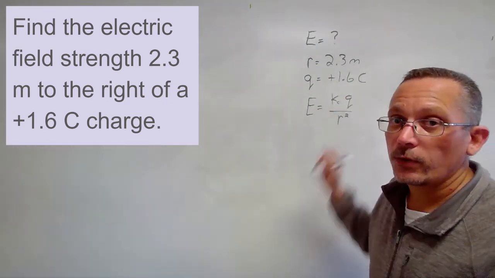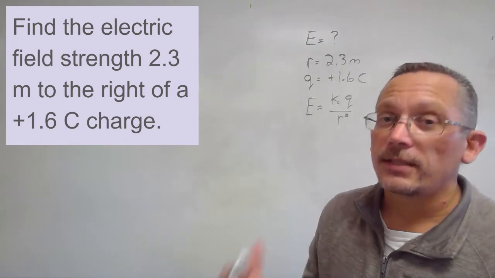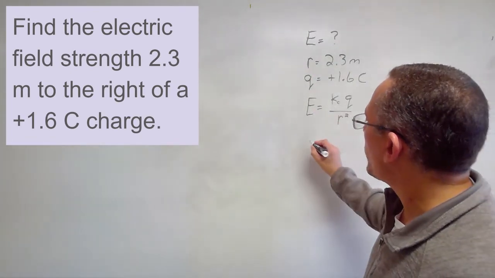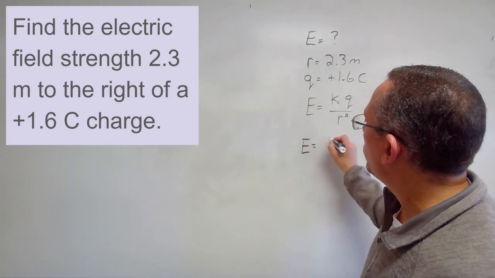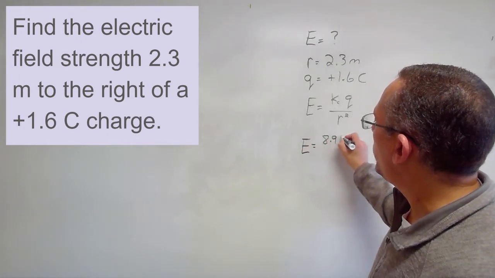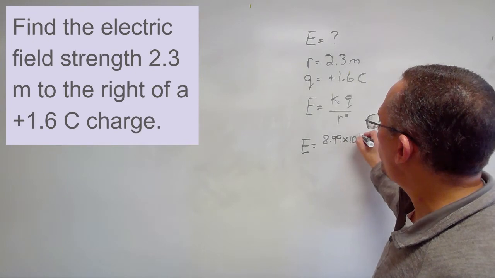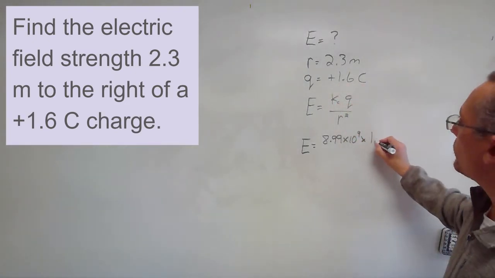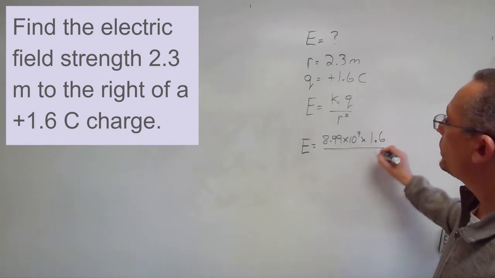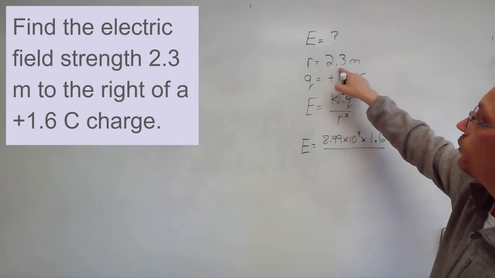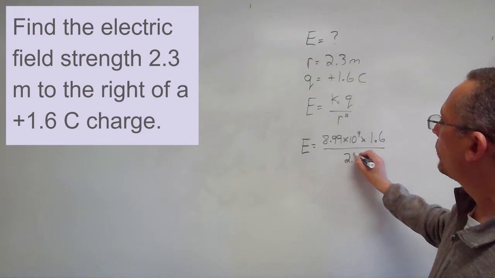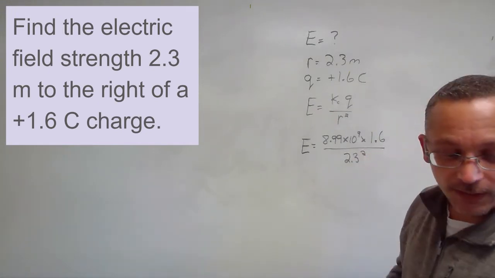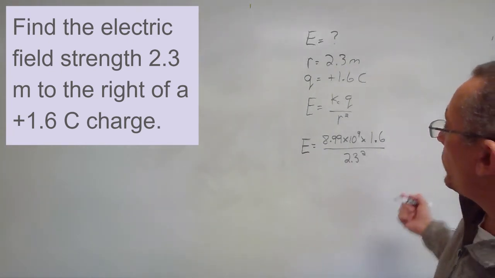The equation we just learned said E equals kcq over r squared. And of course, I also know kc. It's 8.99 times 10 to the 9th. So let me put those numbers into this equation here. E equals 8.99 times 10 to the 9th times Q, which is 1.6, divided by r squared, which is 2.3 squared. Watch out for that squared. It'll get you every time. Don't forget it. Okay, so a fairly easy equation.